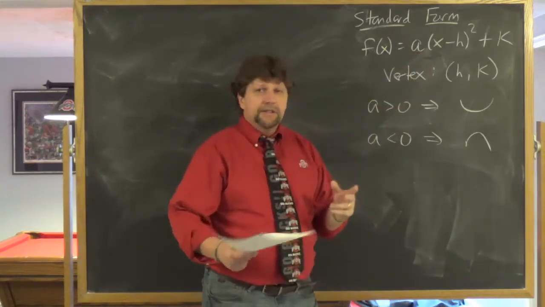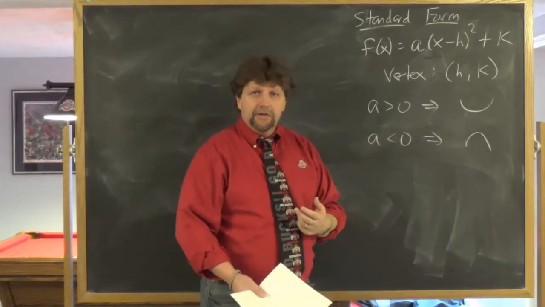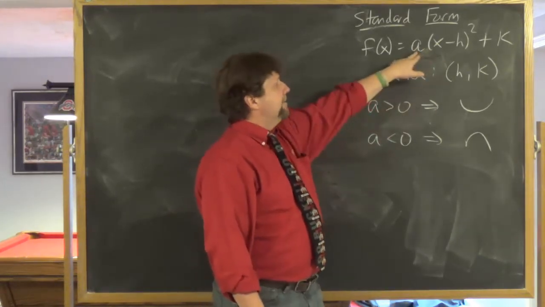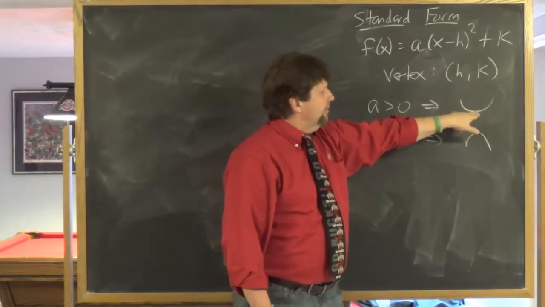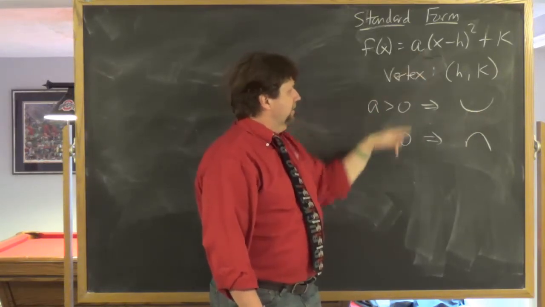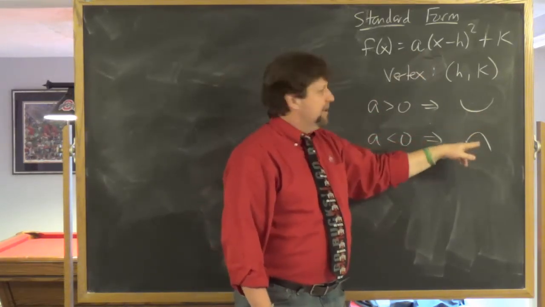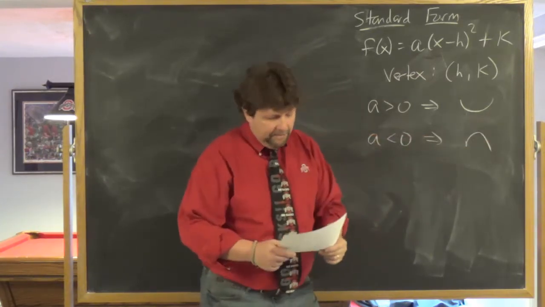And then everything else is still the same that we've discussed so far with quadratic functions. That is, if a is a positive number, the graph is going to be a happy parabola. The vertex would be a minimum. If a is a negative number, the graph is a sad parabola. The vertex would be a maximum. So everything is still the same.